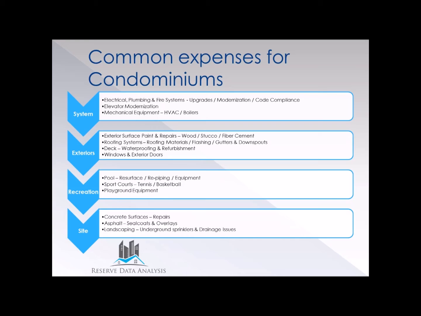Exterior of the buildings, including paint and repairs to the siding. This could be wood, stucco, fiber cement, could be concrete, could be brick, all types of different siding. There's the roofing system, which is roofing material, whether it's composition shingle or some type of membrane or torch down, whatever the case is, as well as flashing and gutters and downspouts. We have decks, waterproofing and refurbishments of the decks.